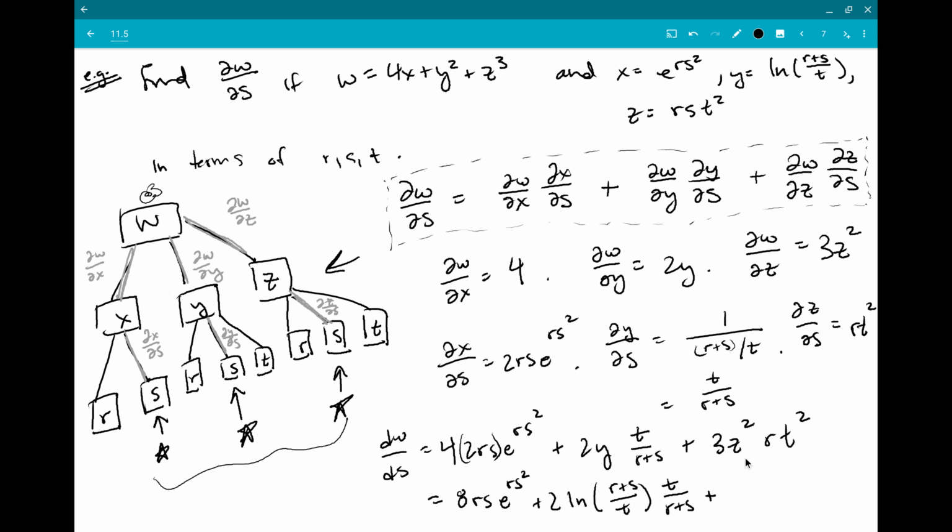And then my 3z squared, I'm going to have to replace z with something that belongs to the bottom row. That's r, s, and t. So I just go ahead and plug in that rst squared, squared, times rt squared.